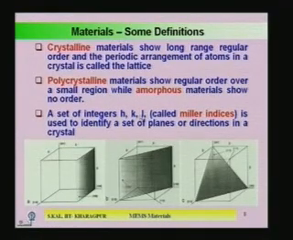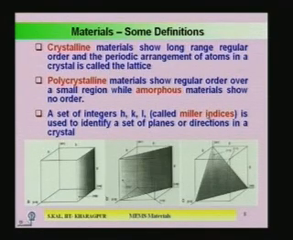Now, in these crystals a set of integers known as hkl, also called Miller indices, is used to identify a set of planes or directions in a crystal. So, when you use silicon, sometimes you will see that it is 100 silicon, 111 silicon or 110 silicon, different crystal planes are also cited along with the single crystal silicon. And how to define those planes? Those planes are defined with the help of the integers which are Miller indices.